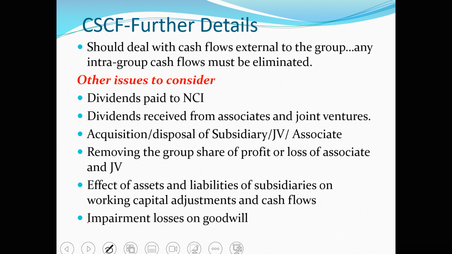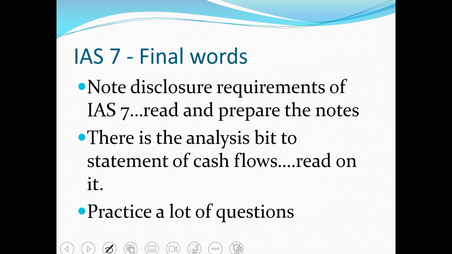How do you get the cash element of investment in associates? How do you get the cash element in a joint venture? How do you get the cash element in NCI? That's what we are talking about. Then the effect of assets and liabilities of subsidiaries on working capital adjustments and cash flows, and impairment losses on goodwill. I've mentioned all this, though this is just to emphasize all these things.